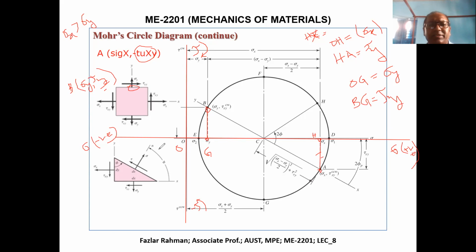So how much is the distance from O to H? OH will be how much? Sigma x. They are showing it right over here. This is sigma x. And what is the OG? OG will be equal to sigma y. This is just showing over here. OG equals sigma y. So you have the point B and point H, right? Now you join these two points with a line. And they are intersecting the x-axis at point C. So this point C is the center of the circle.